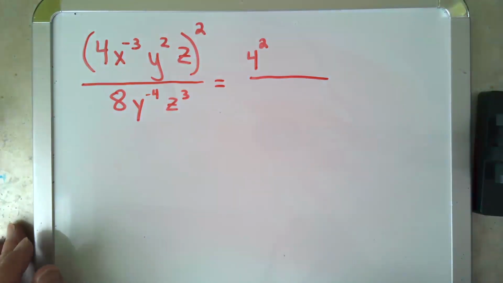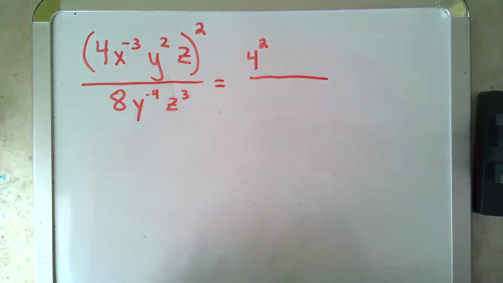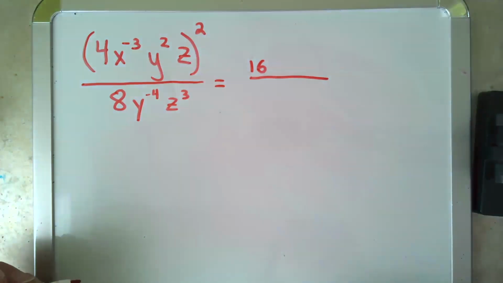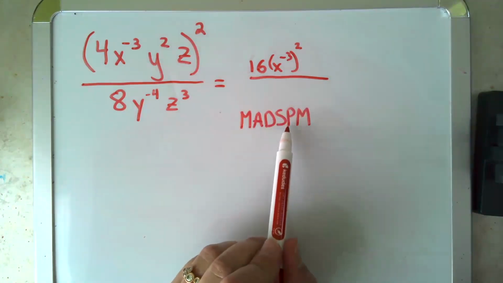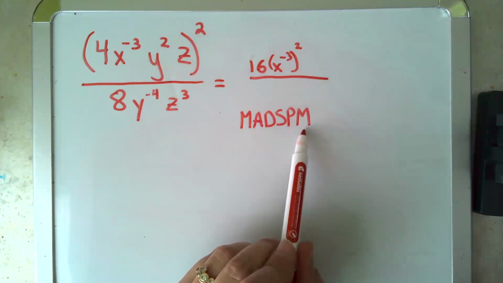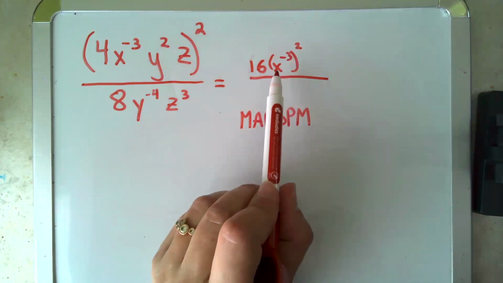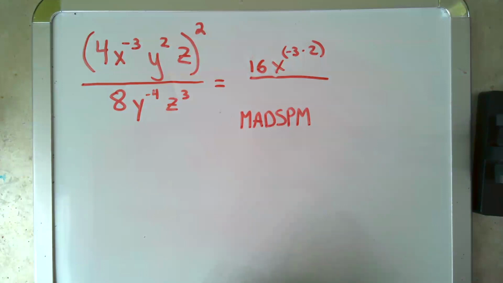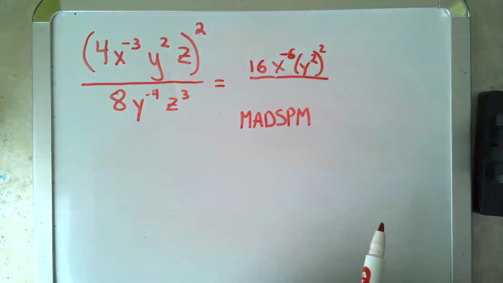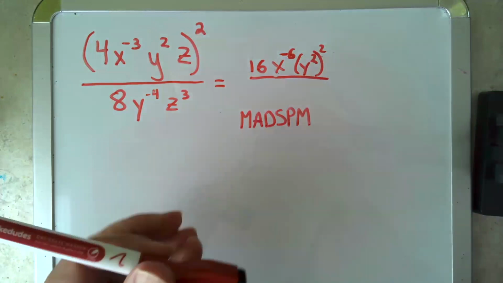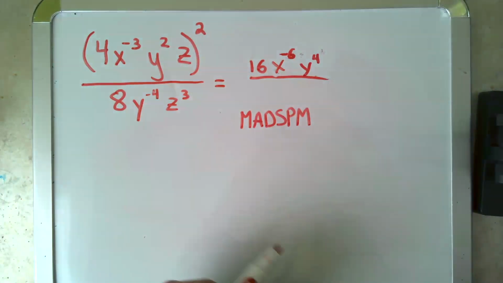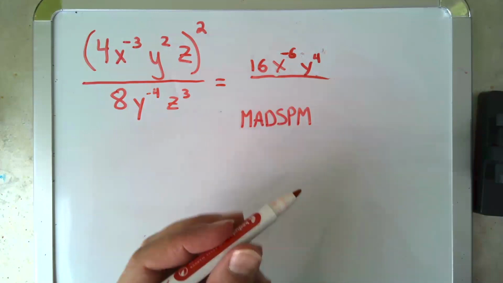The first place we distribute the squared is to the 4, and 4 squared is 16. The next place we distribute the squared is x to the negative 3 squared. Now remember, when you raise to a power, you multiply the exponents. So x to the negative 3 to the 2 is x to the negative 3 times 2, which is x to the negative 6. Next up, y squared squared: raised to a power, multiply, y to the 2 times 2, or y to the 4. And finally, z to the 1 to the 2, or just z squared.